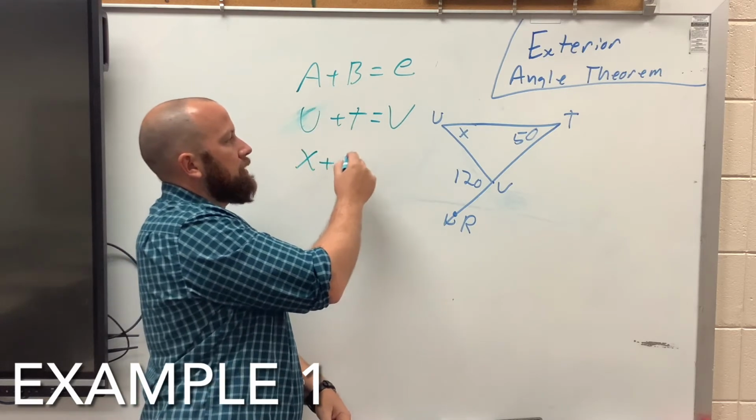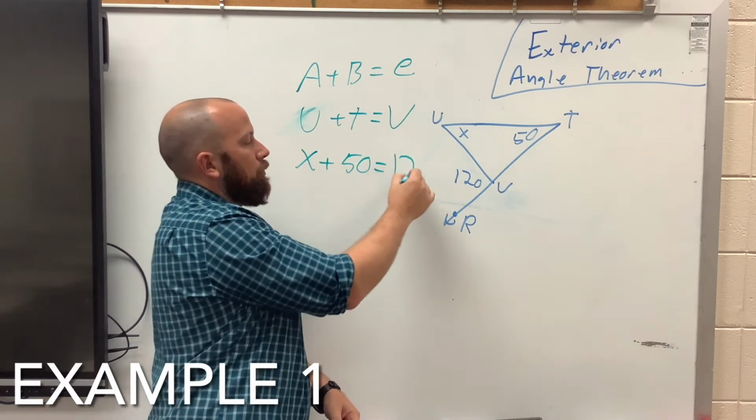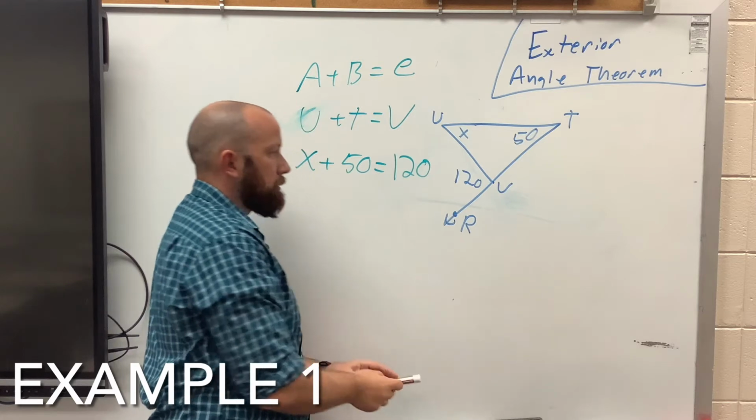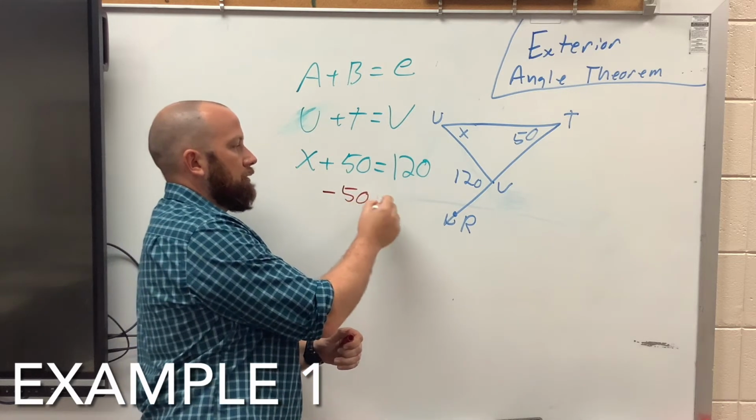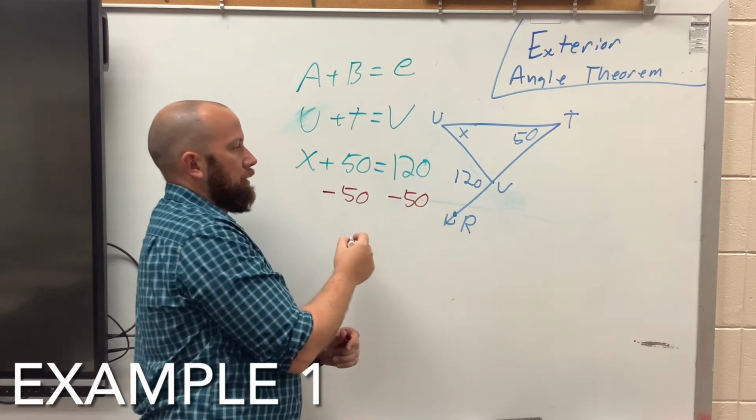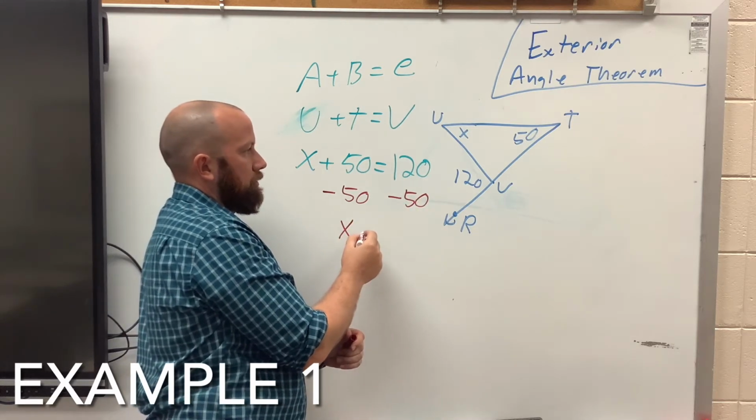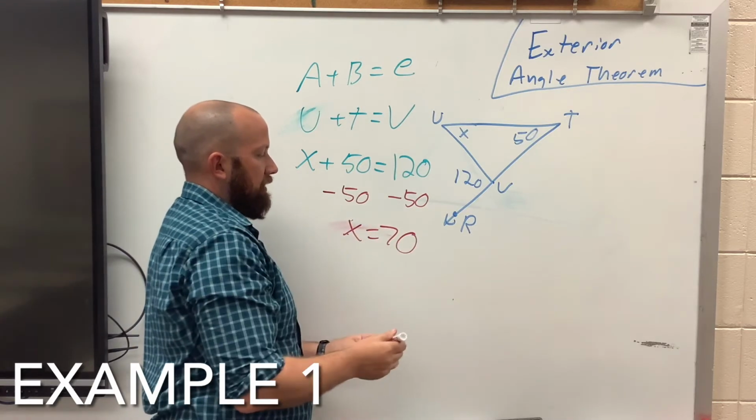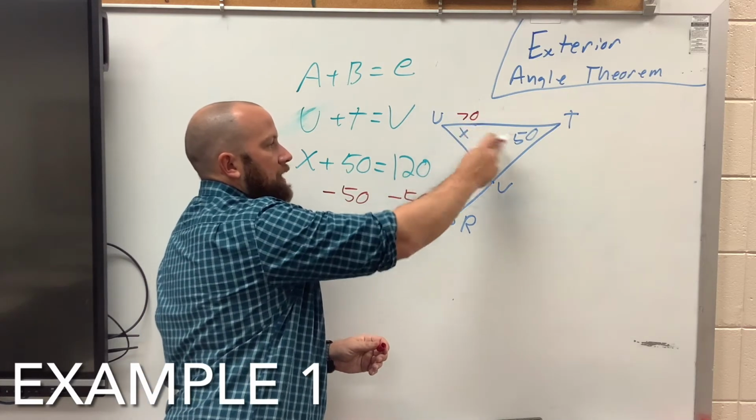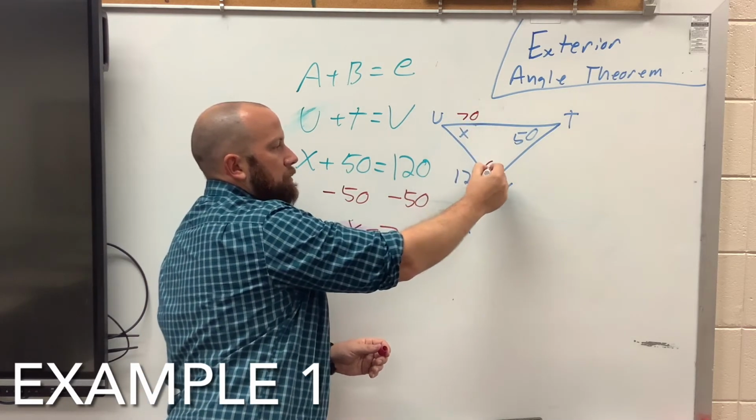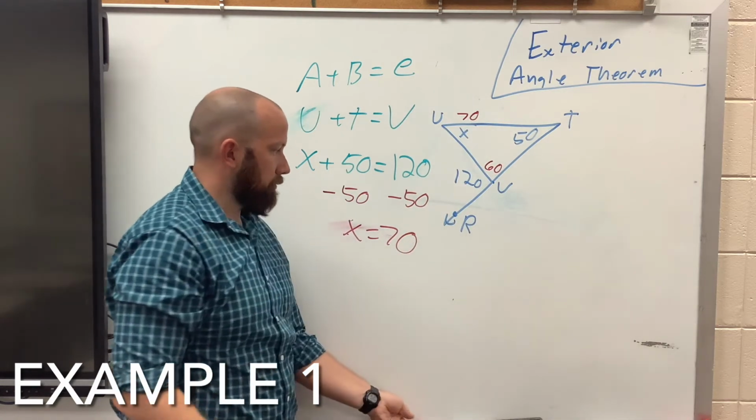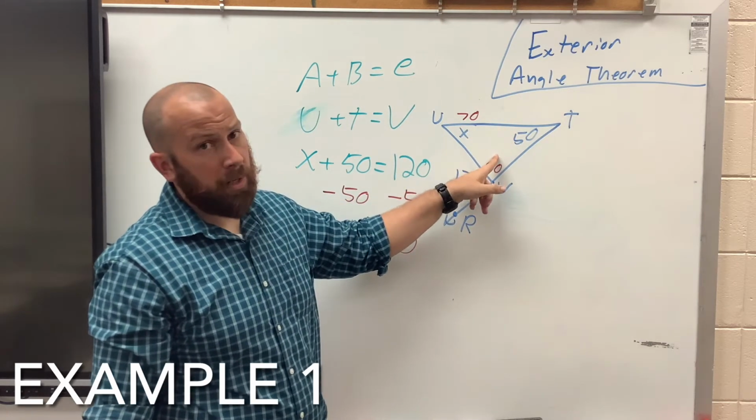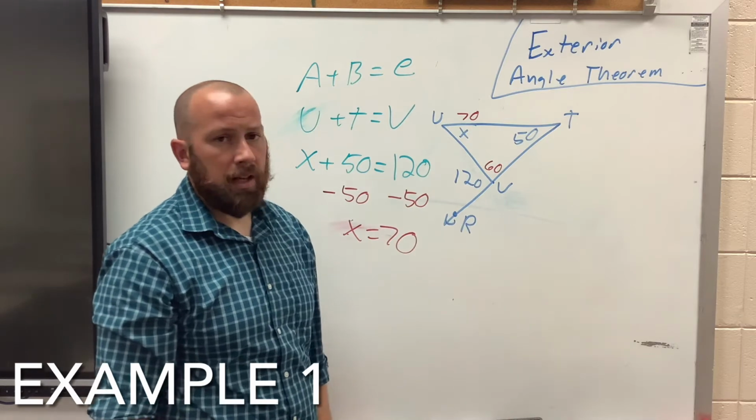So X plus 50 equals 120. So now we already have our equation, so now all we have to do is solve it, because there's no like terms and there's no distributing. Minus 50, X equals 70. So if that's 70 and that's 50, this has to be 60. There we go. So 70 plus 50 gives you your 120. 70 plus 50 plus 60 equals 180. And then 120 plus 60 to make a supplementary line is 180.